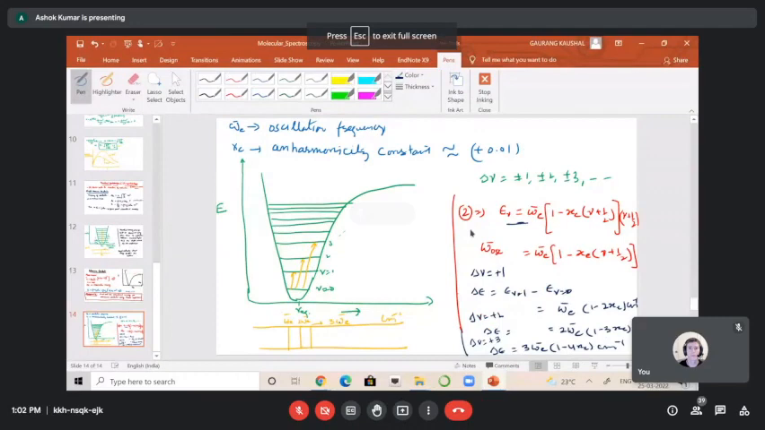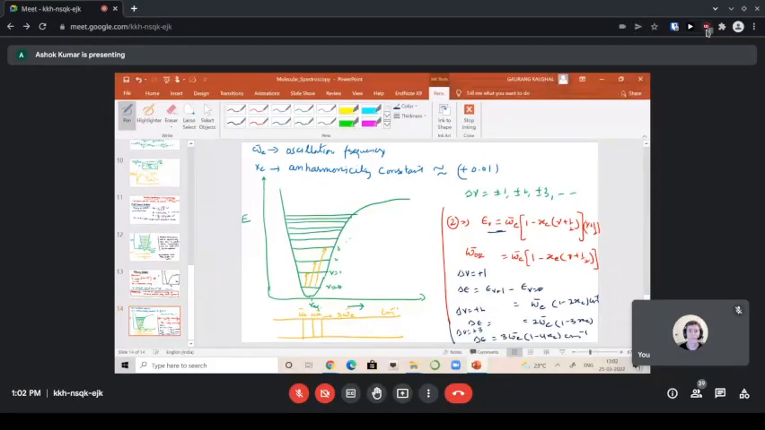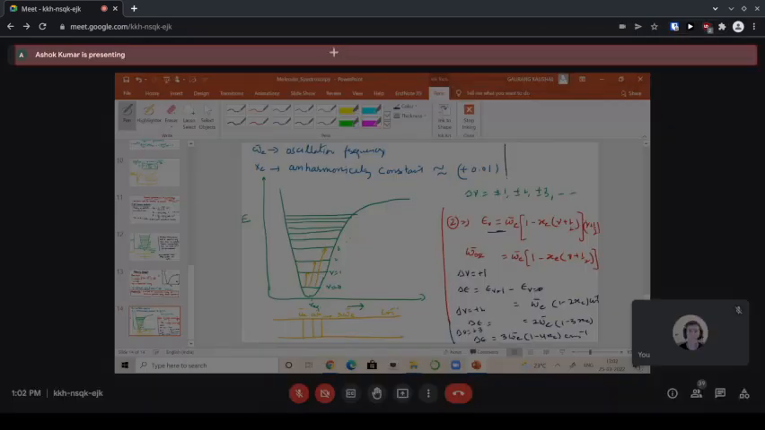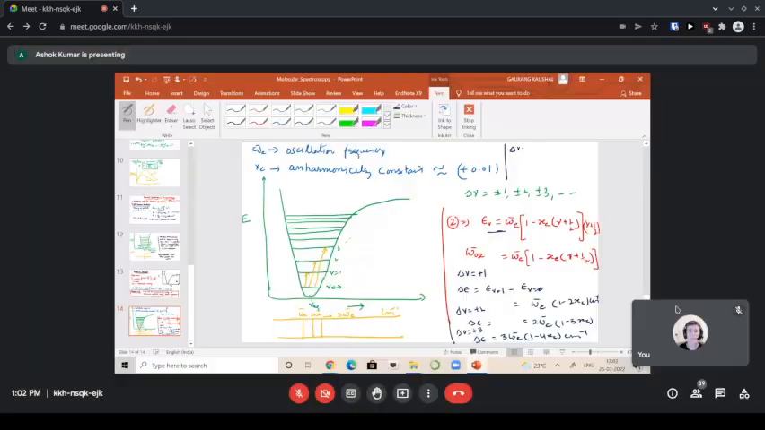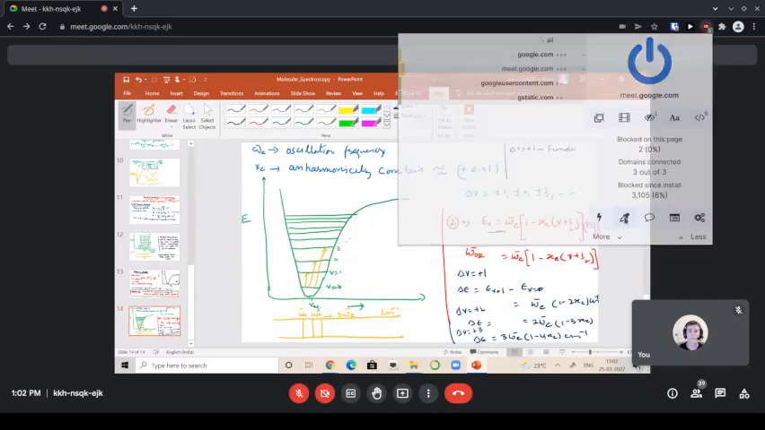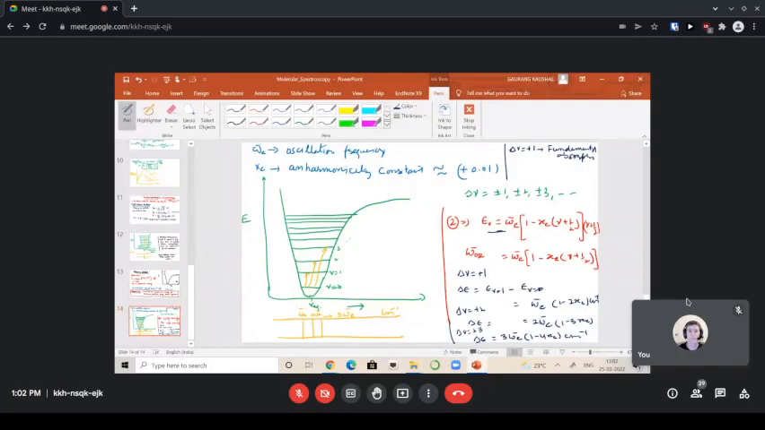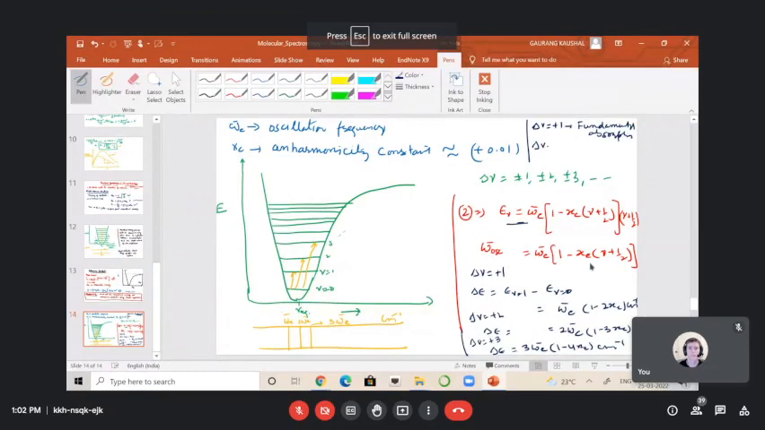Okay, so this first one is called fundamental absorption. This is for absorption, so let me just write here delta V plus 1. This is called fundamental absorption. Delta V equal to plus 2 and plus 3 are called the first and second overtone.